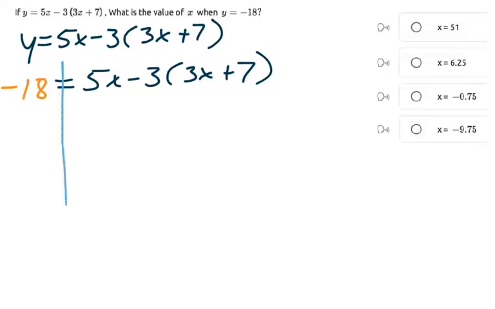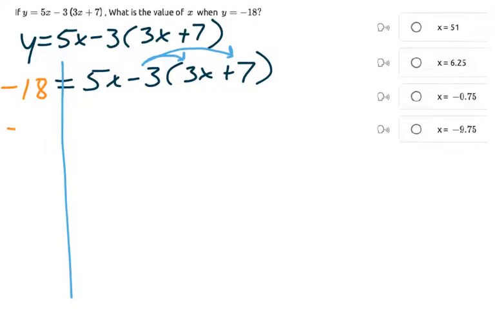And we can draw our line down real quick. All the work really is on the right side over here. We have a lot of stuff over there, only a negative 18 on the left. So let's start working. The first thing to do is distribute. So you've got to take this negative 3 and multiply it into the parentheses.